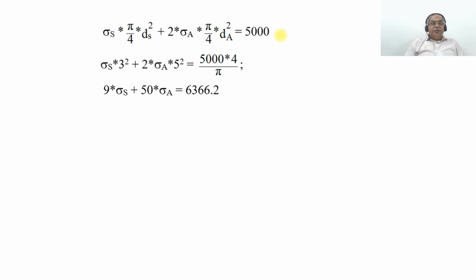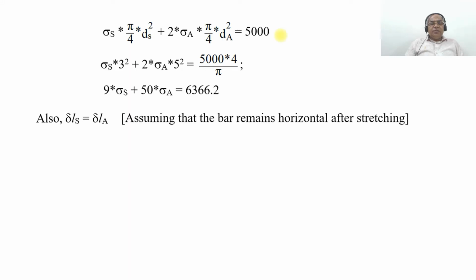On simplification, you get 9 sigma S plus 50 sigma A equal to 6366.2. Also we know that delta LS will be equal to delta LA, assuming that the bar remains horizontal even after stretching, because the load is applied from the top towards the bottom. Therefore it will have the tensile load, and due to that you will have the stretching.